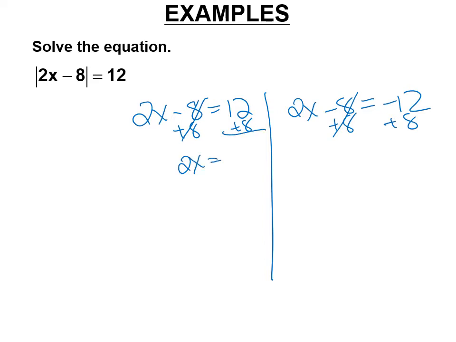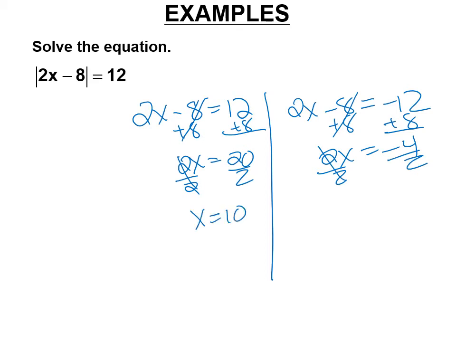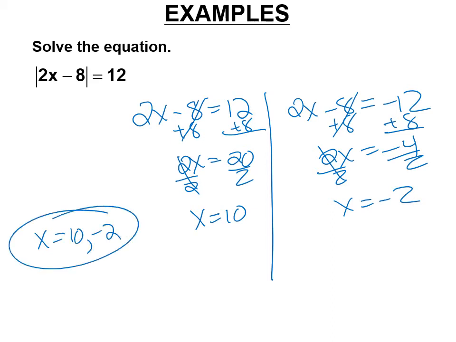So on this side we get 2x equals 20. Here we get 2x equals -4. Divide both sides by 2. You don't have to do them both at the same time like me. But one of the solutions is 10 and the other solution is -2. And so you'd write 10 comma -2 in either order.